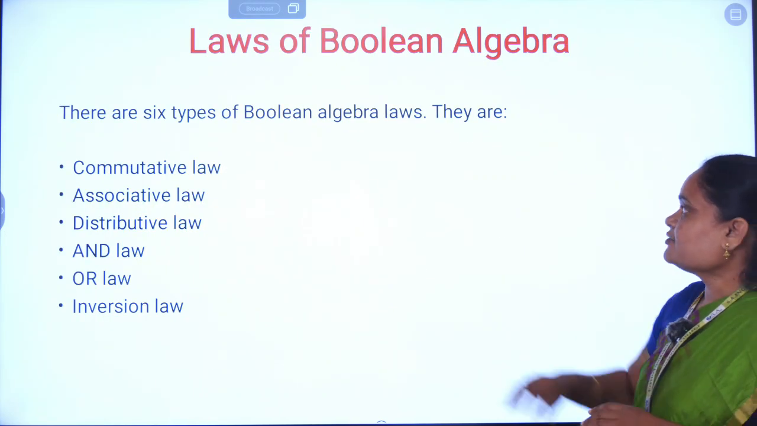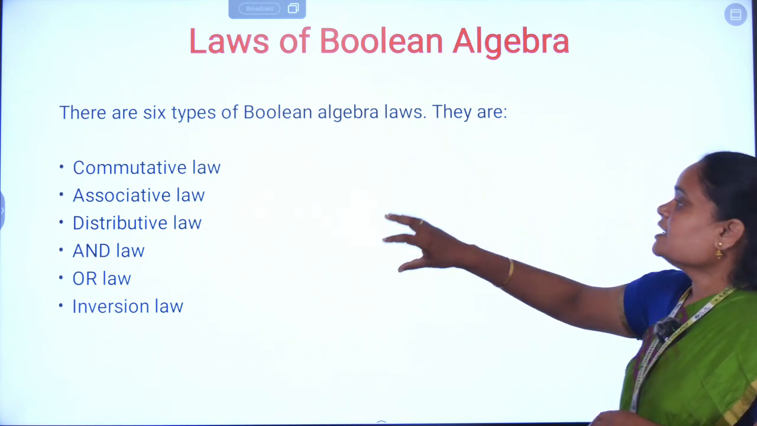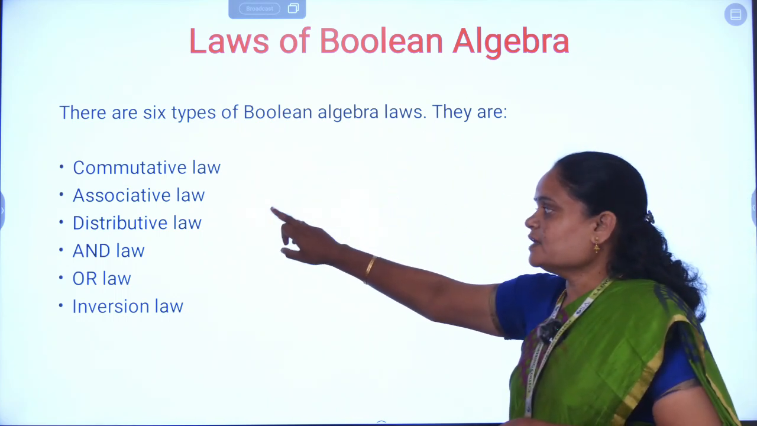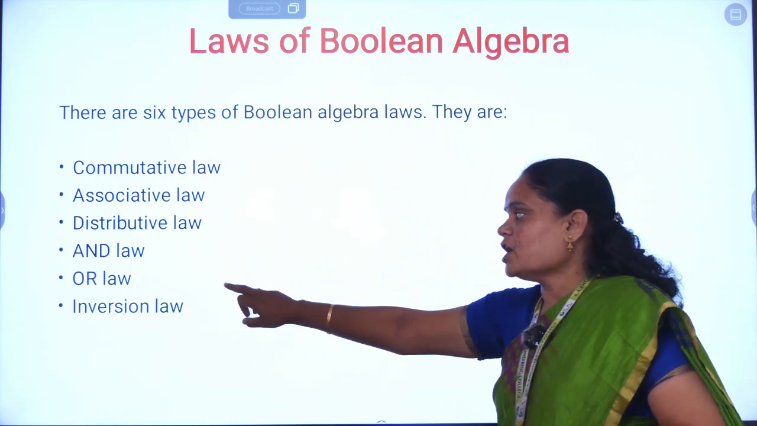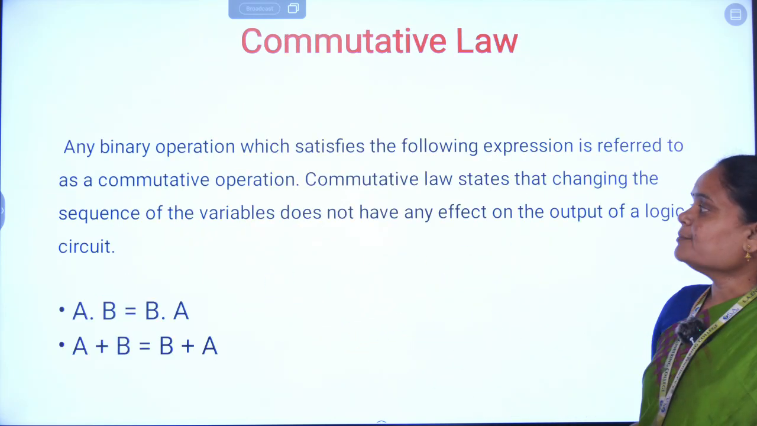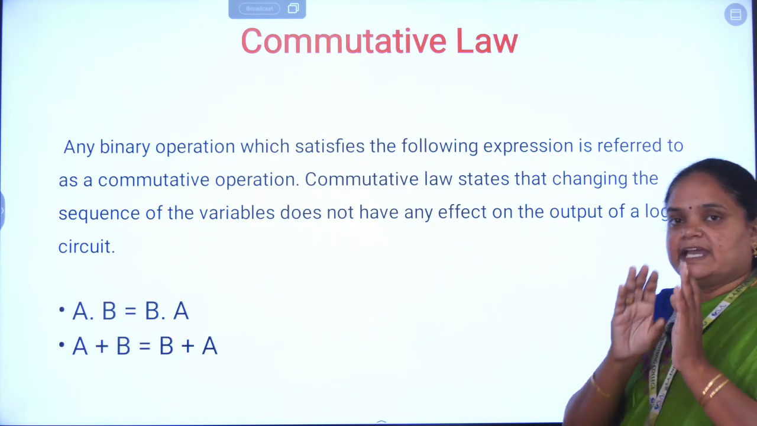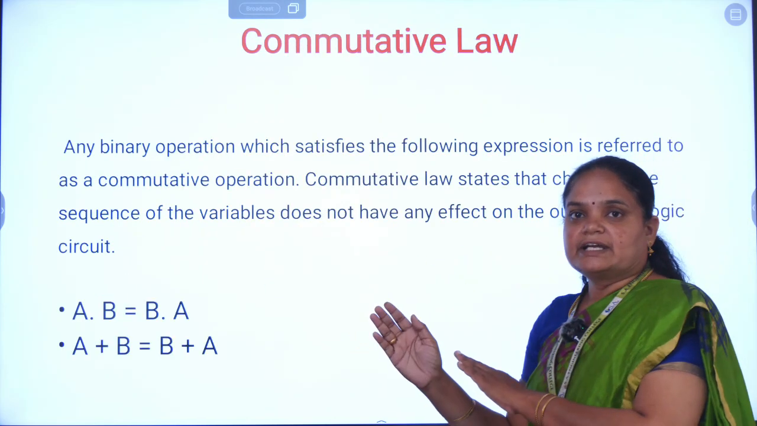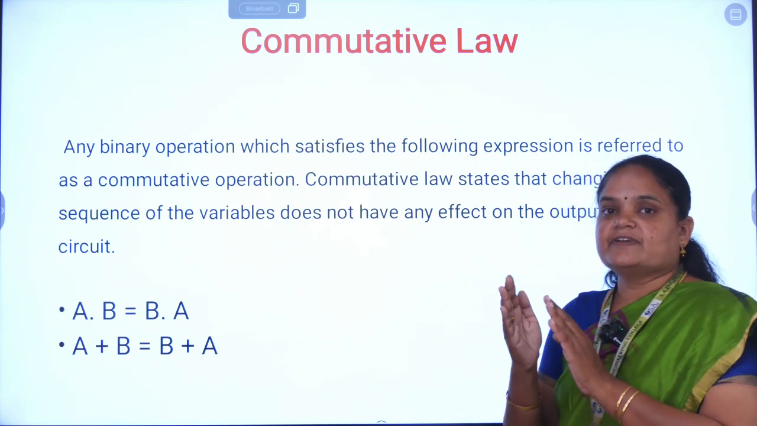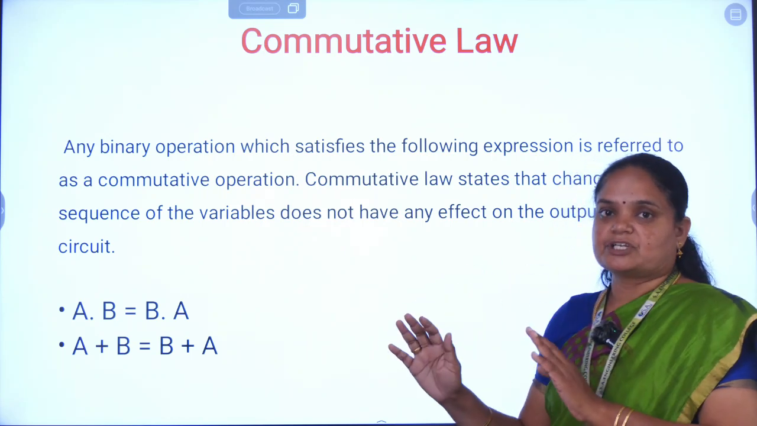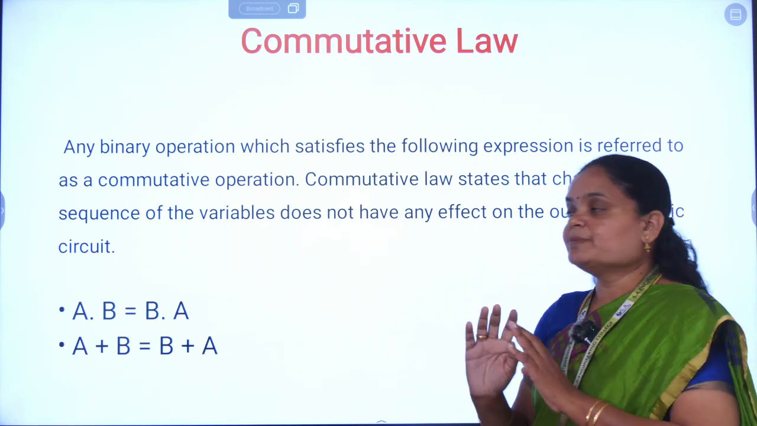There are 6 types of Boolean algebra laws: commutative law, associative law, distributive law, AND law, OR law, inversion law. The commutative law is A dot B is equal to B dot A. So the exchange of the variables does not affect the expression. A plus B is equal to B plus A.